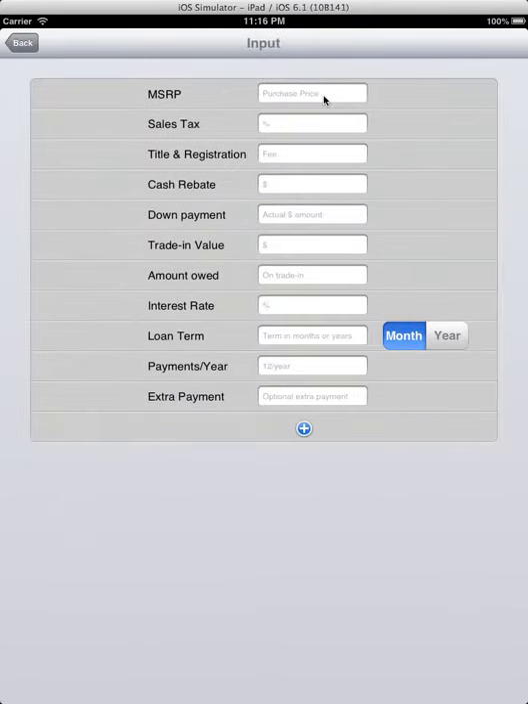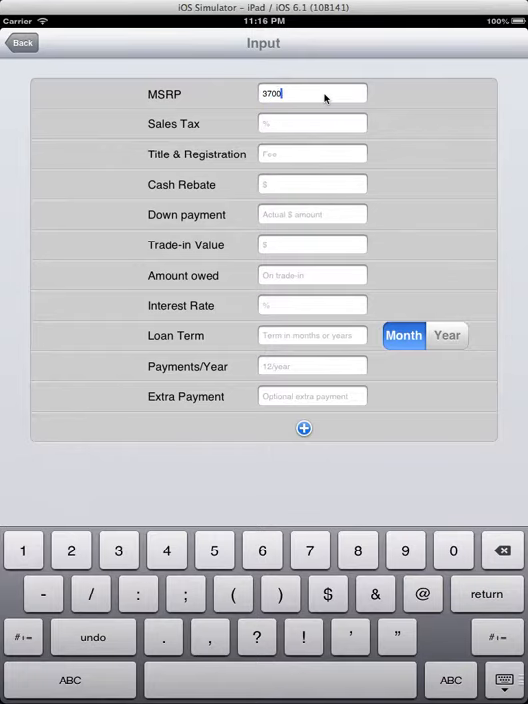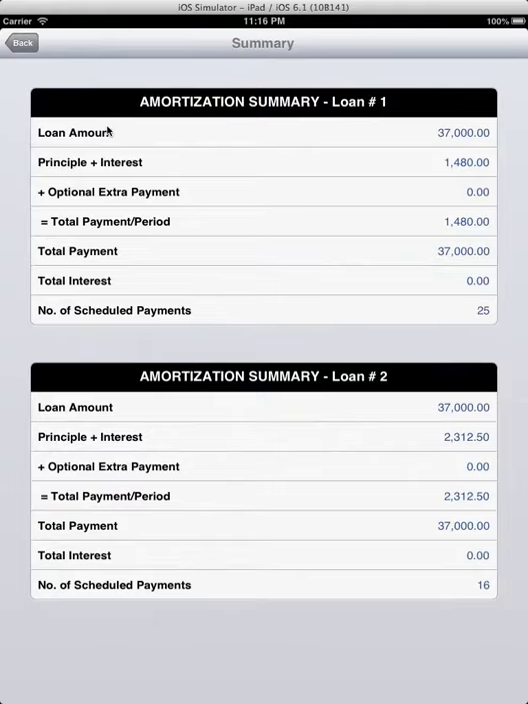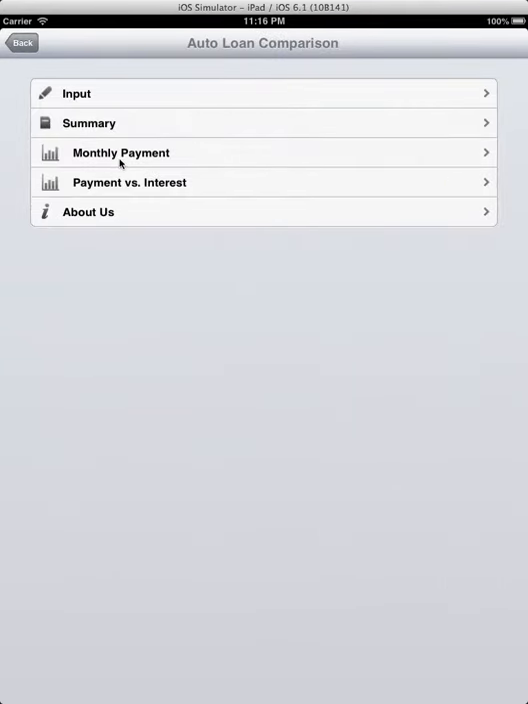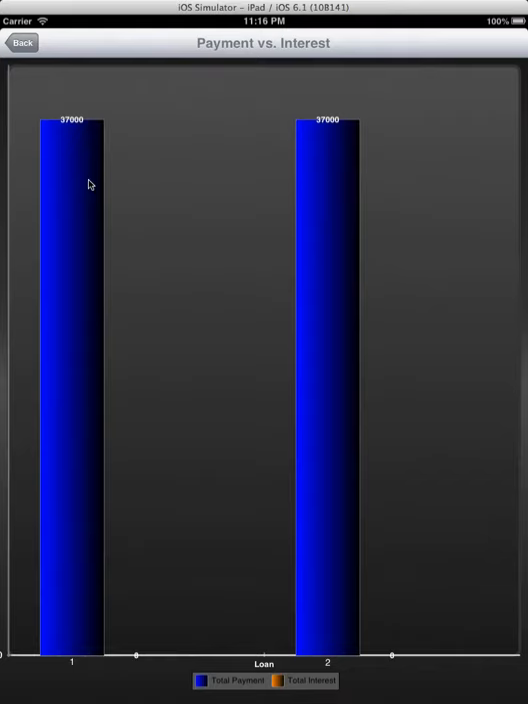Let's compare two or more loans. This is a simple loan. Let's consider 5-year term and 5% as one loan, and say 4-year term and 4% as another loan. So here is the summary comparing both the loans. Here is the bar graph showing both the monthly payments, and here is a total payment versus total interest.